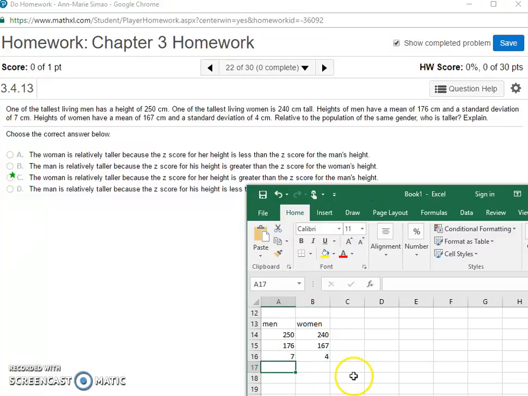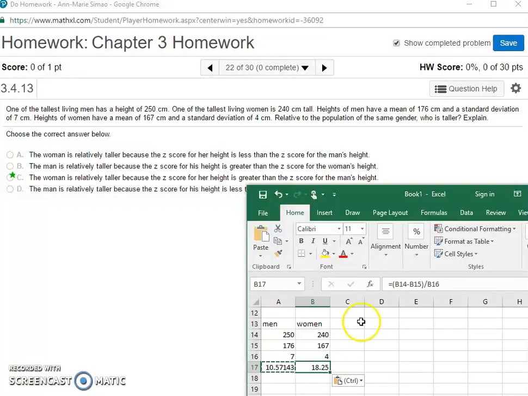So remember how I calculate this. I'm going to get a little fancier with my formulas here, but it's going to be my value minus my mean, in parentheses in the numerator, divided by my standard deviation, which is 7. So my z-score for that guy, he's 10.57 above the mean.